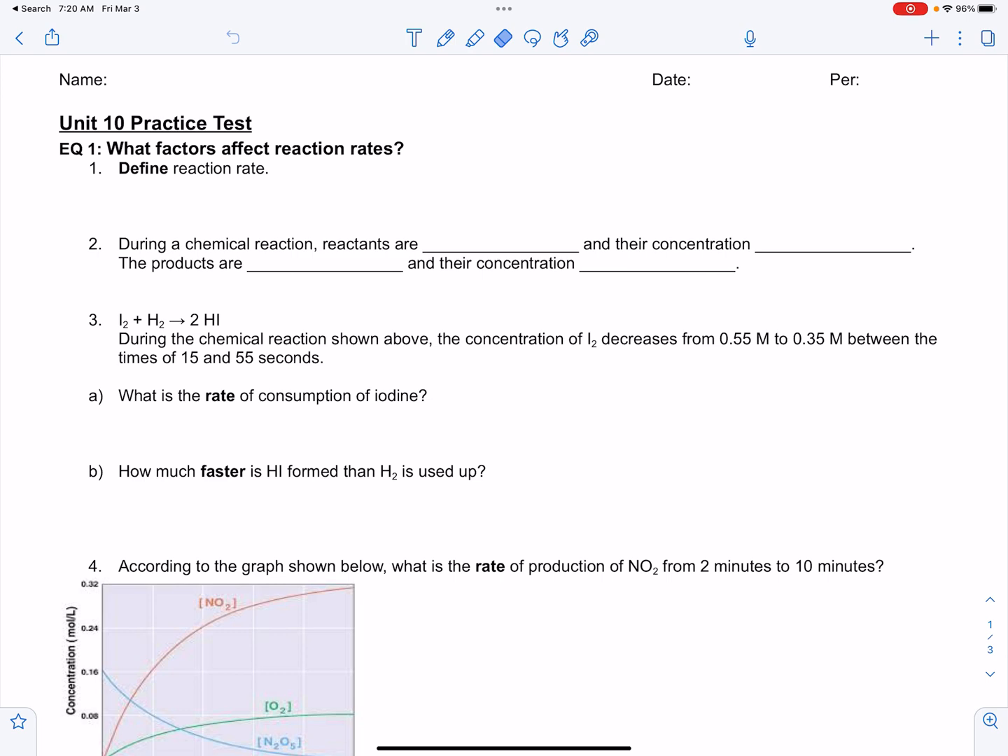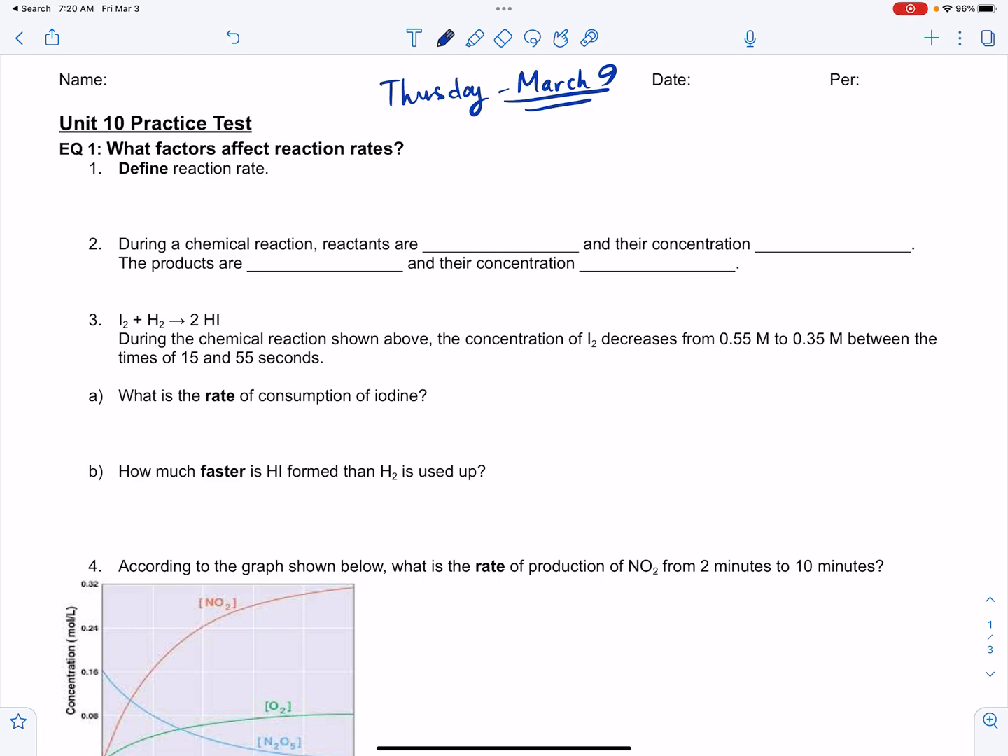Anyway, I'm here if you need questions or answers, or you need me to explain the answers, you've come to the right place. Here's the practice test. Again, the test is not until Thursday. I think it's March 7th, March 9th. So we'll have time to go over this. All right, let's jump into this.